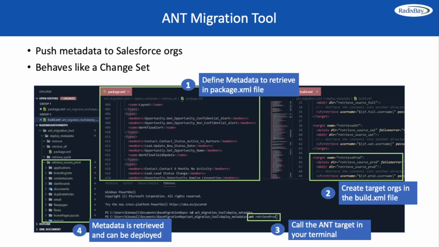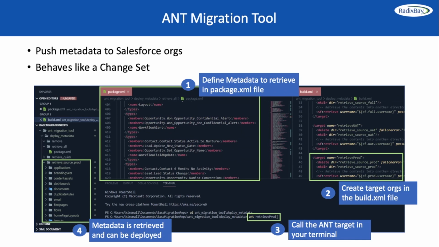The next tool I use is the ANT migration tool. In data migrations, you won't be able to migrate any data if you don't have the correct fields, picklist values, roles, or any other configurations that you'll need. You must push these config changes from a sandbox into your stage sandbox and then into the production org. Or at least that's the process I use.